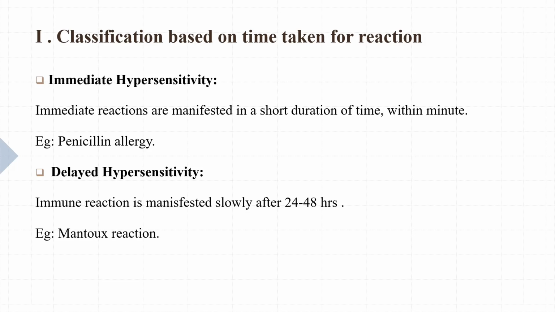Classification based on time taken. Immediate hypersensitivity: when the immune reactions are manifested in a short duration of time, within minutes, it is called immediate hypersensitivity. For example, penicillin allergy. Here the inflammatory response occurs within a few minutes, and immediate hypersensitivity is antibody mediated. In delayed hypersensitivity, the immune reactions are manifested slowly, after 24 to 48 hours. An example is the Mantoux reaction. Here the inflammatory response occurs after 24 to 48 hours. Delayed hypersensitivity is cell mediated immunity.